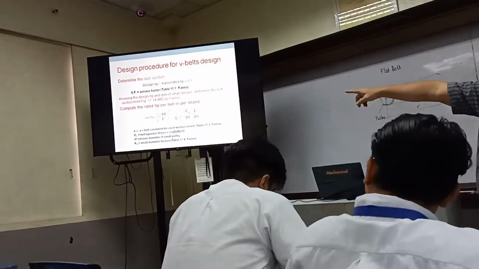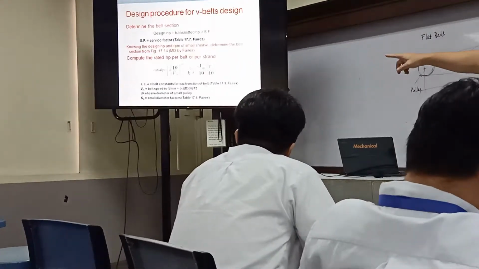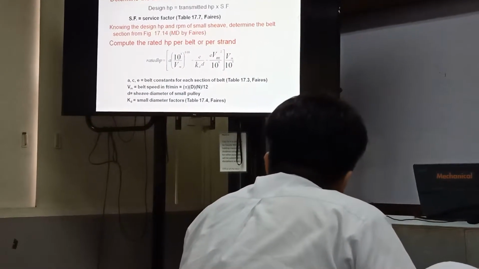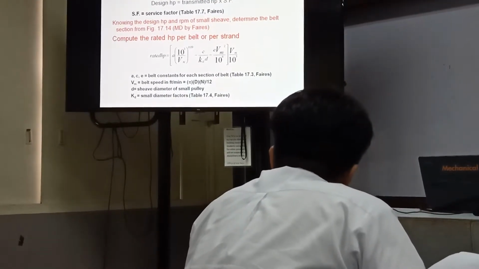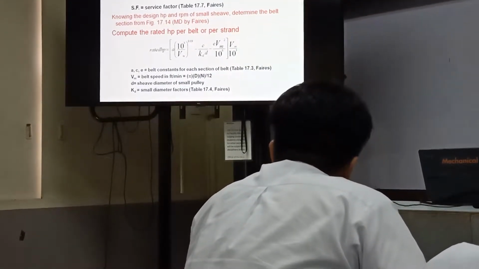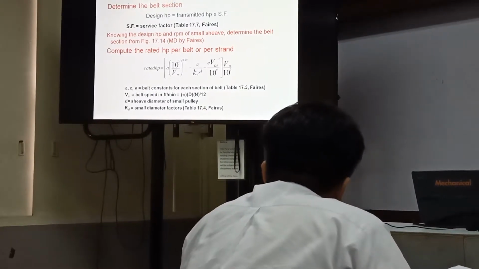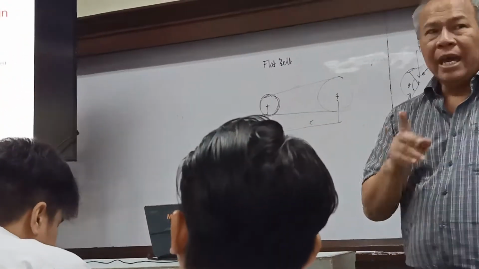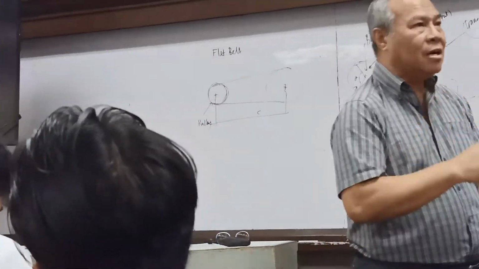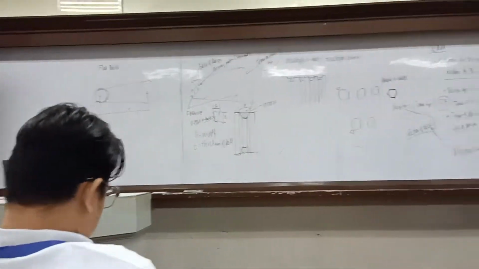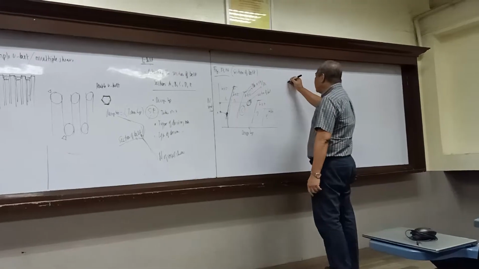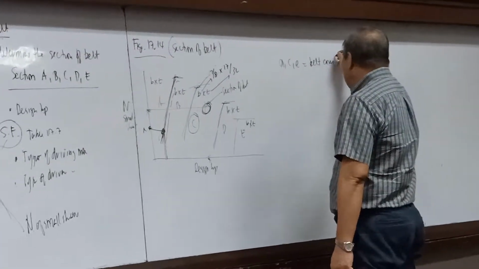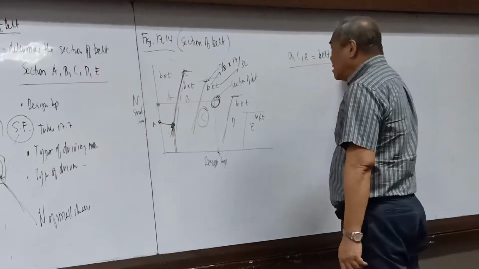So, rated H will be equivalent now to A times 10 to the 3 all over V sub M raised to 0.09, minus C all over K sub D times D, minus E V sub M squared over 10 to the 6, times V sub M all over 10 to the 3. Okay, now, ano yung A, C, and E? A, C, and E represents now the belt constant. Okay? Doon sa equation natin na yan, ang A, C, and E represents now the belt constant. Okay? For each section of the belt.